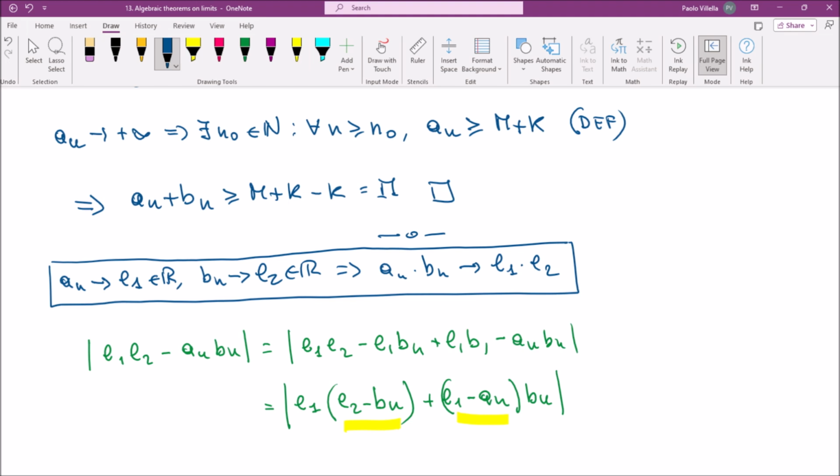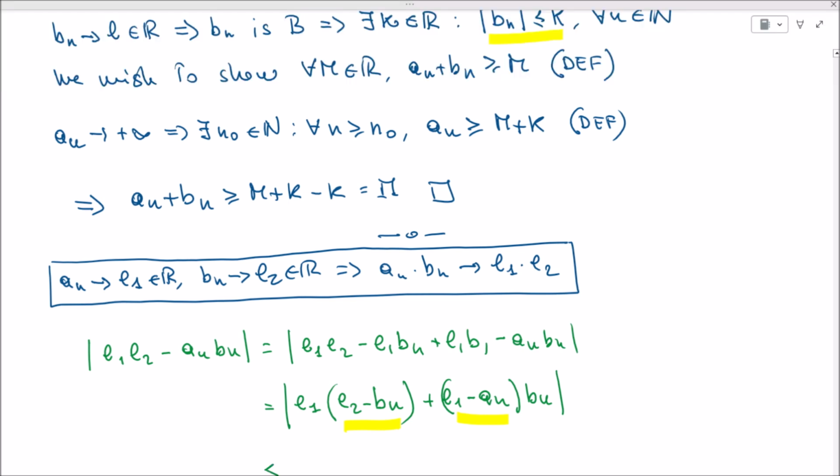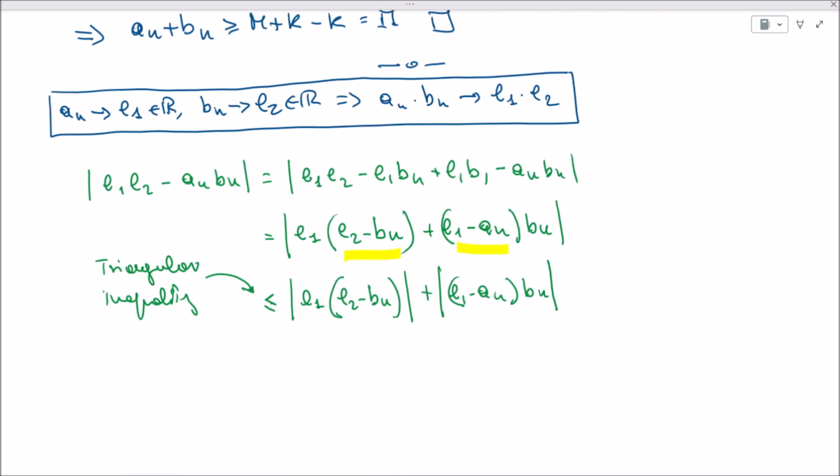So now we can again use the triangle inequality, and we can say that this is less than or equal to the absolute value of L1 times L2 minus bn, plus the absolute value of L1 minus an times bn. And this is equal to the absolute value of L1, by just using the properties of the absolute value of the product of two real numbers, times the absolute value of L2 minus bn, plus the absolute value of L1 minus an times the absolute value of bn.